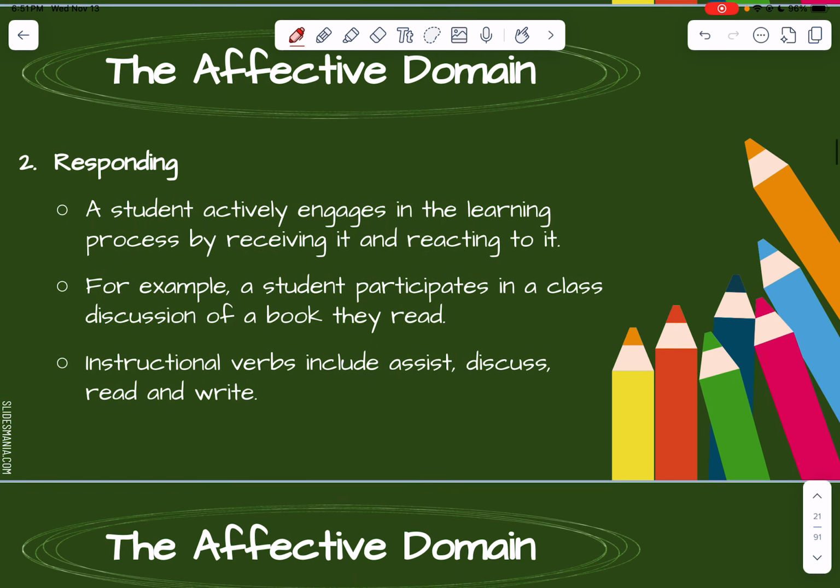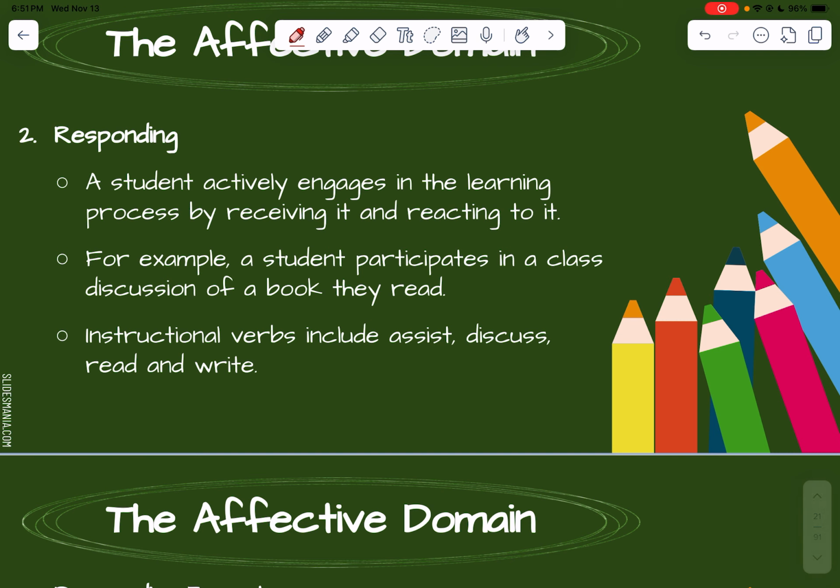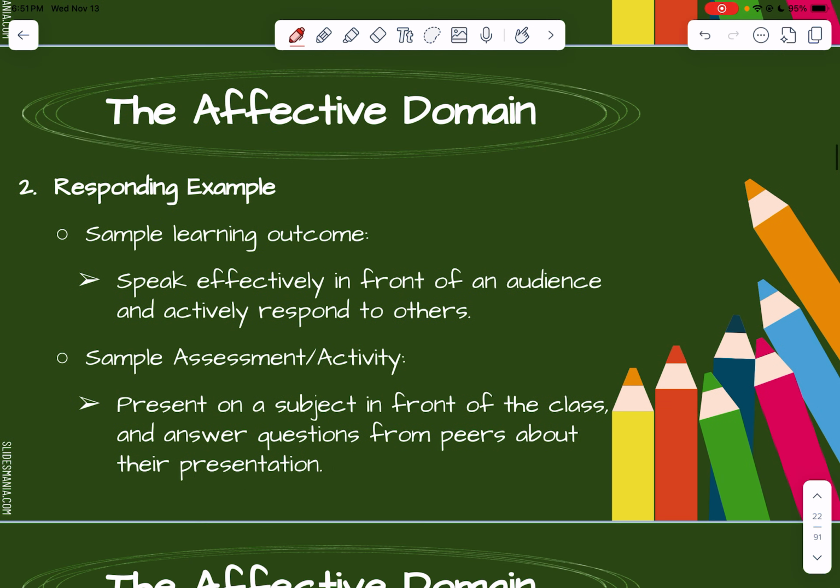The second, responding. A student actively engages in the learning process by receiving it and reacting to it. For example, a student participates in a class discussion of a book that they read. Instructional verbs include assist, discuss, read, and write. So let's look at an example.